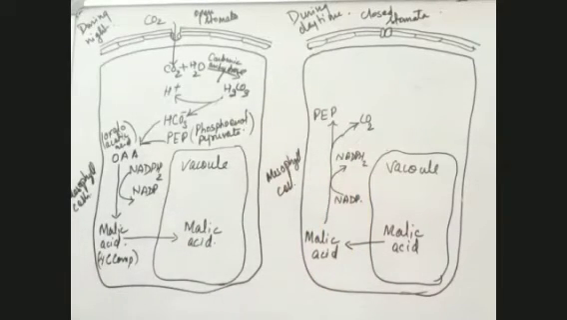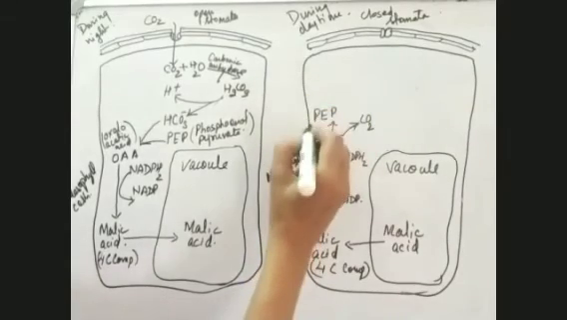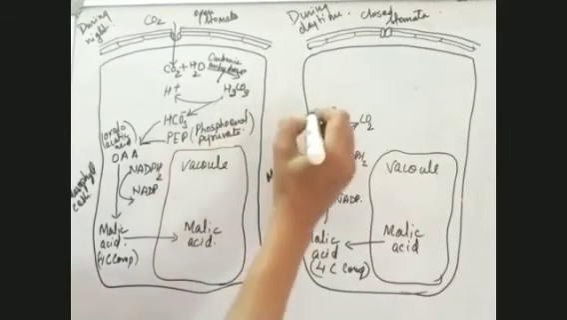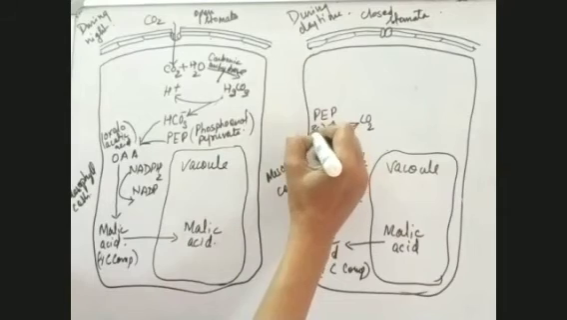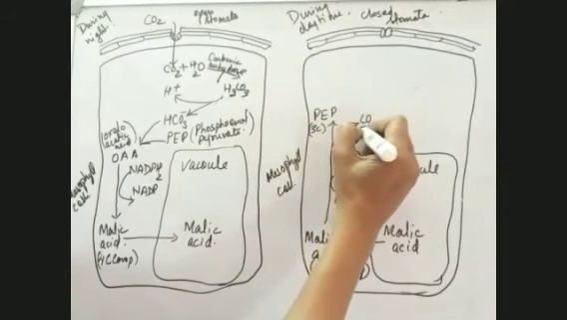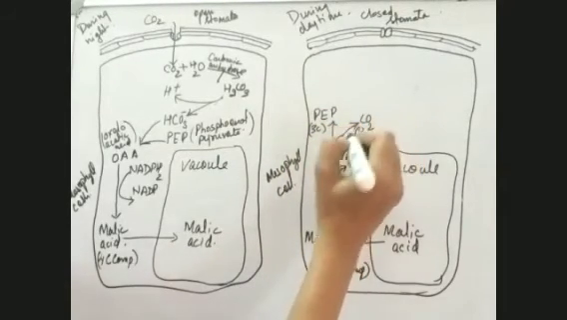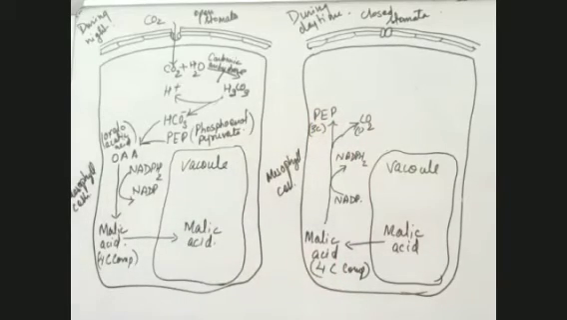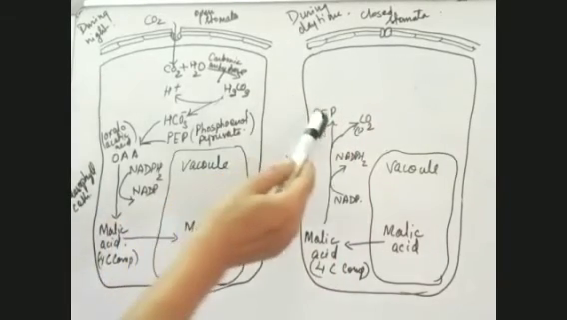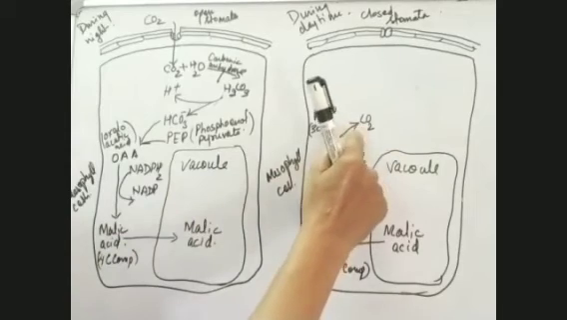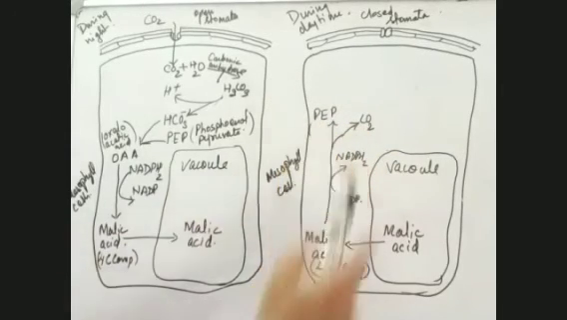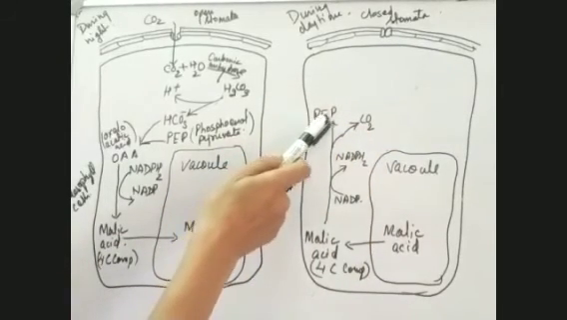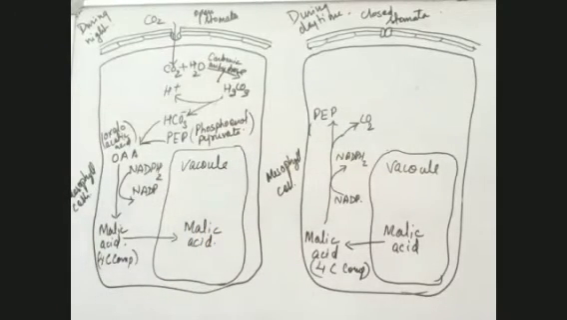PEP. Now see, malic acid is a 4-carbon compound. When it dissociates, it forms a 3-carbon compound. Phosphoenol pyruvate is a 3-carbon compound, and 1 carbon is here. So in all, the 4-carbon compound is utilized: 3 carbon here and 1 carbon here. So this way, this 4-carbon compound dissociates to form phosphoenol pyruvate, and carbon dioxide is released.